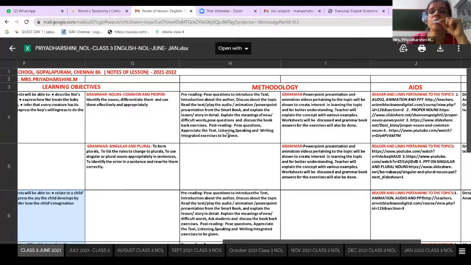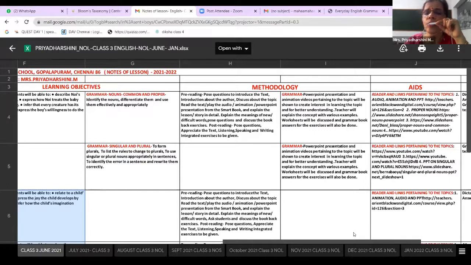Okay, post reading is post questions, appreciate the text, values. Then listening, speaking and writing also to be done. Integrated exercises to be given based on the text. Almost everything is there in the Gulmohar reader. If you think anything else is to be added, you can add on.